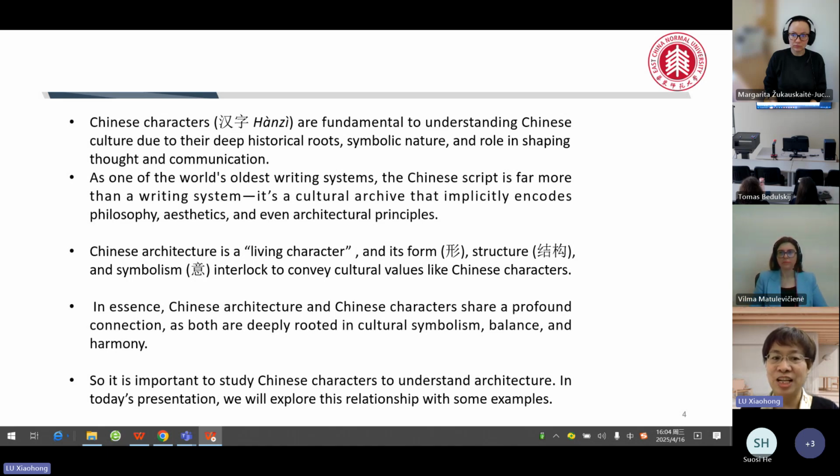And Chinese architecture is often said to be a living character, which means its form, structure, and its symbolism are interlocked to convey cultural values like Chinese characters. So today, we will explore the relationship between Chinese architecture and the Chinese characters as they share a profound connection. And so it is important for us to study Chinese characters to understand architecture. Now, let's explore this relationship in detail.